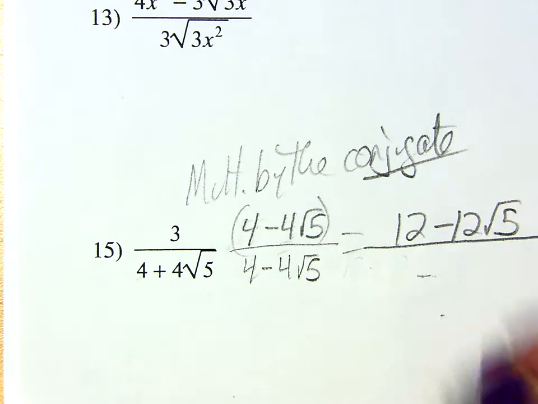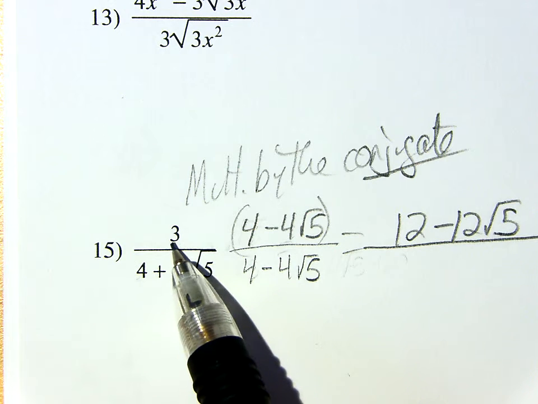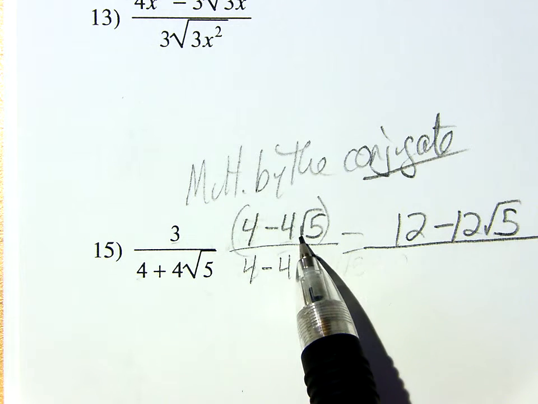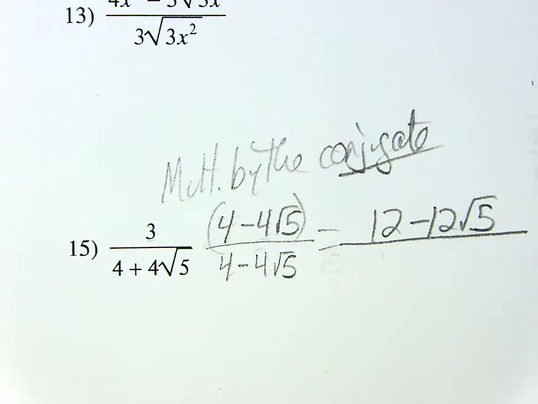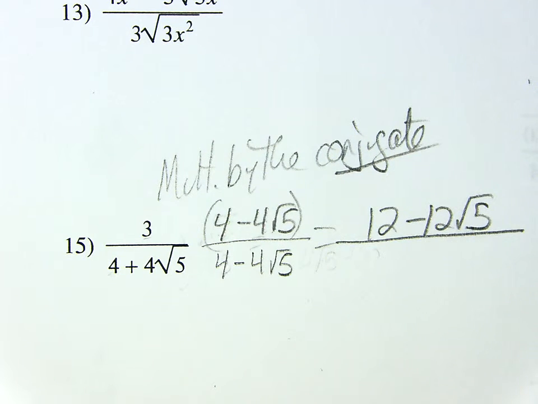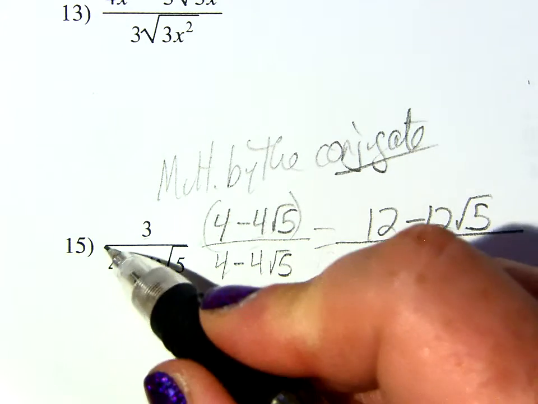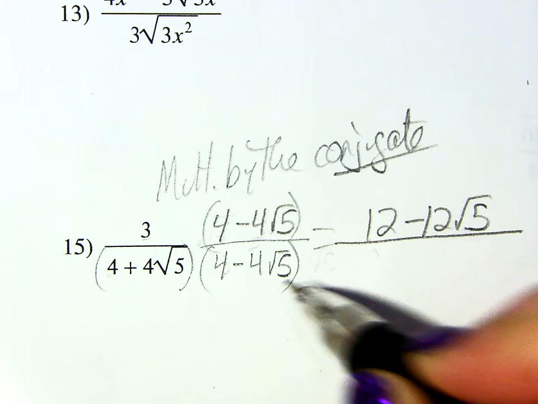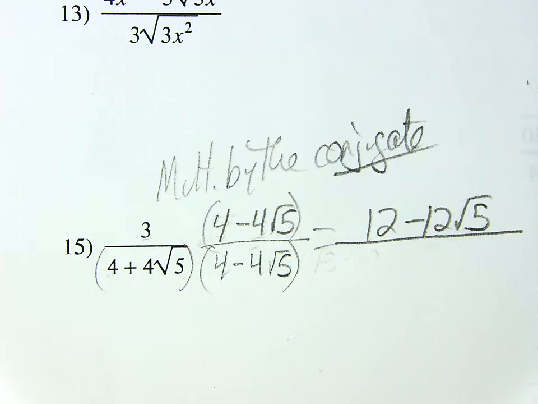What was that? I thought it would be 3 root 5. I have to do 3 times 4 and 3 times, yeah. Oh, yeah. Sorry. Now, in the denominator, you have a binomial times a binomial, so don't you have to FOIL that together?